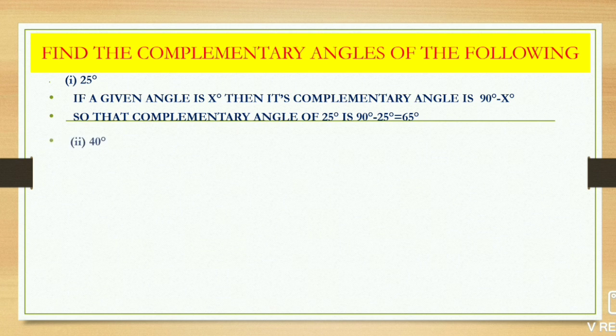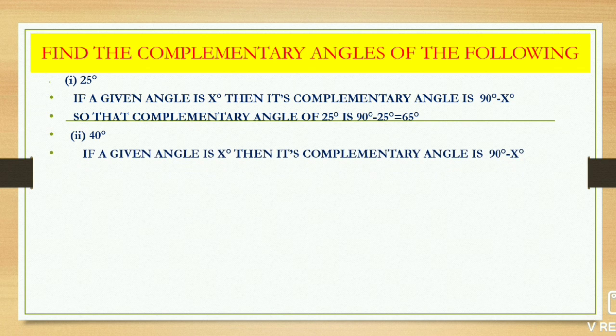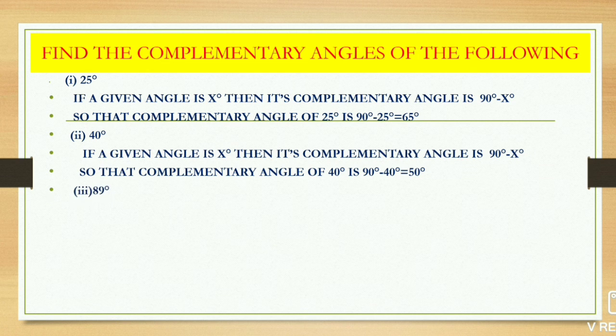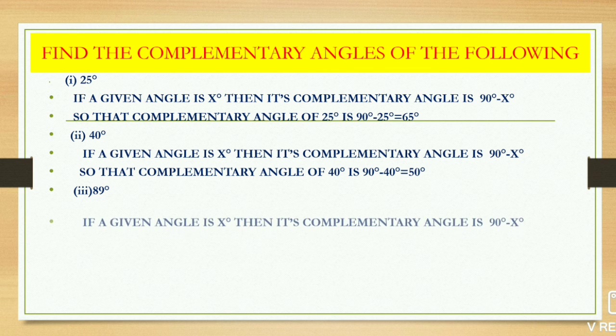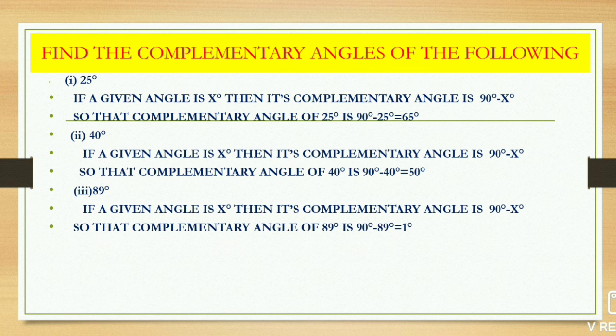So like that, 40 degrees. Again, if a given angle is x degree, then its complementary angle is 90 minus x degree. So the complementary angle of 40 degrees is 90 minus 40, which is equal to 50 degrees. And again 89 degrees: if the given angle is x degree, then its complementary angle is 90 minus x degree. So the complementary angle of 89 degrees is 90 minus 89. This is simply 1 degree.